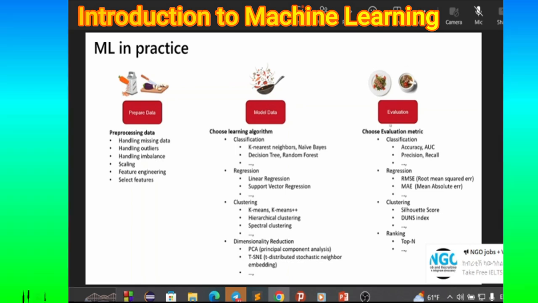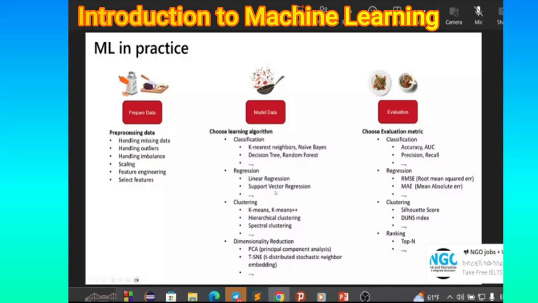When evaluating the model, we could use different types of metrics. For classification, we could use accuracy, precision, recall, or for regression, we could use root mean square error or mean absolute error. Or for clustering, we could use the silhouette score. Different types of metrics are there for each of the different models that we train, to be evaluated depending upon the business problem that we are trying to solve.